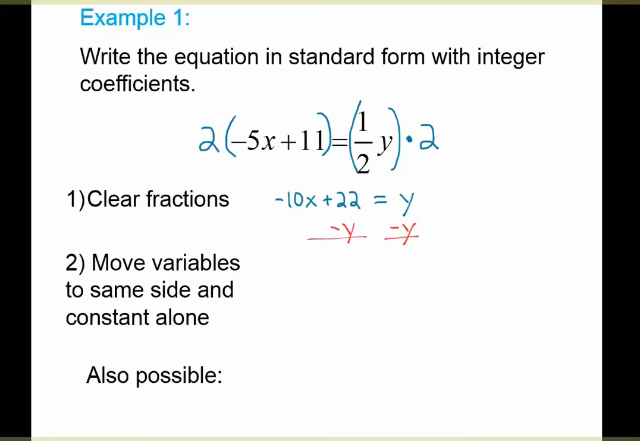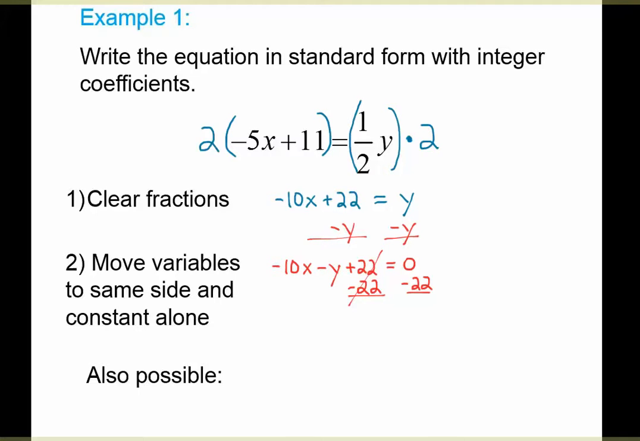When you do that, you're going to get everything on the left. Negative 10x minus y plus 22 equals 0. It's kind of weird. You have nothing on the right-hand side for a second. But remember, we're going to get the constant over there by itself. So I've got x and y on the left. All I want to do now is get that constant on the other side. So I can take away 22 from both sides to accomplish this.